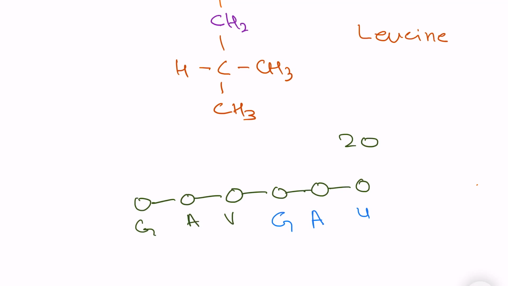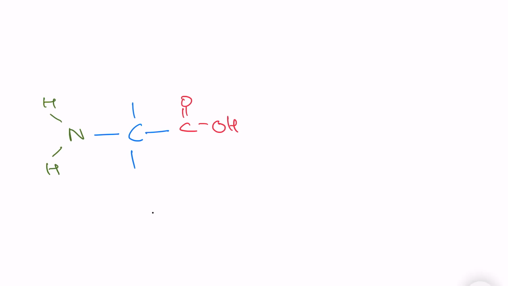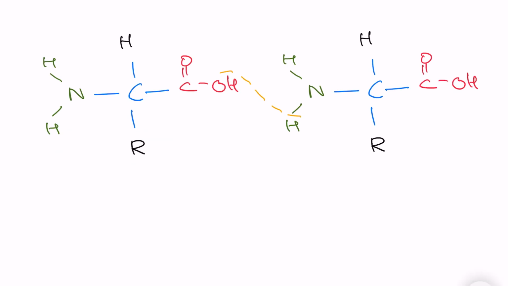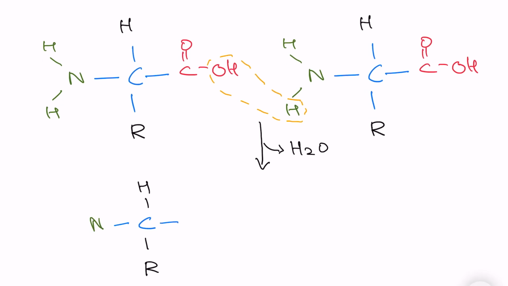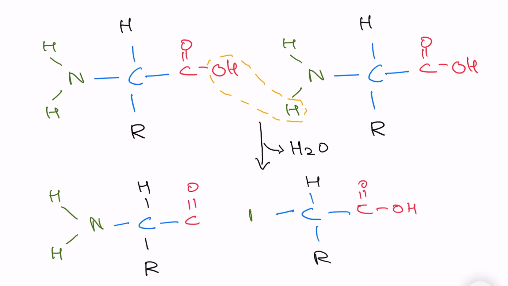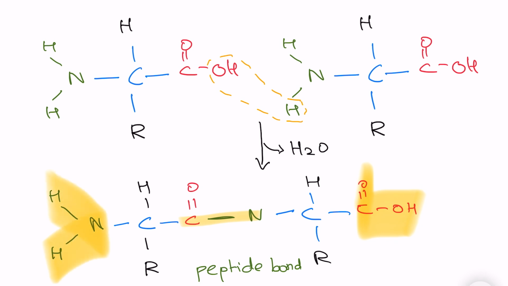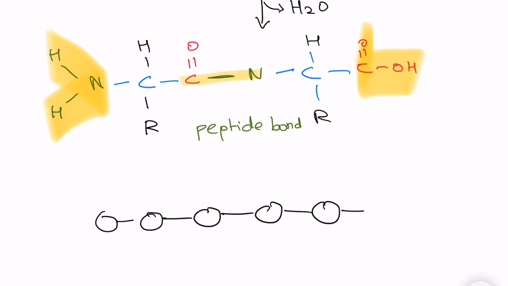Now let's see how these amino acids combine together to form long chains. When two amino acids come close, the carboxylic acid group of one amino acid reacts with the amino group of the adjacent amino acid. A water molecule is released, and the carbon and nitrogen of the adjacent amino acids are joined together through a covalent bond. This bond is called a peptide linkage or a peptide bond. You can see that we still have a free carboxylic acid group at one end and an amino group at the other end, which means that more amino acids can be added on either side to further elongate the chain.